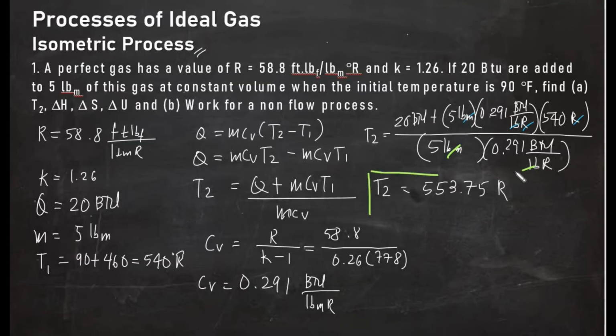Rankine. Okay? So next, what is your delta H, your change in enthalpy? Delta H, whatever the process, is always equal to m c sub p delta T, or m c sub p times T2 minus T1. Okay?